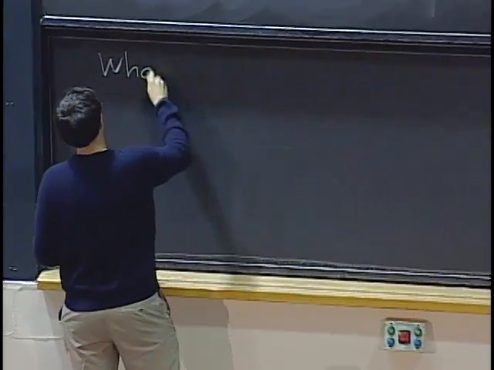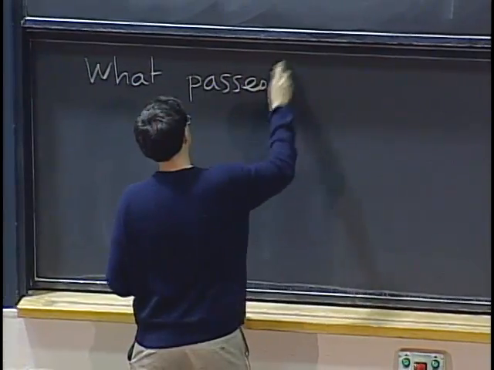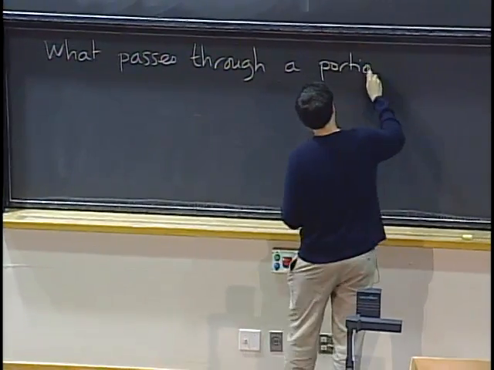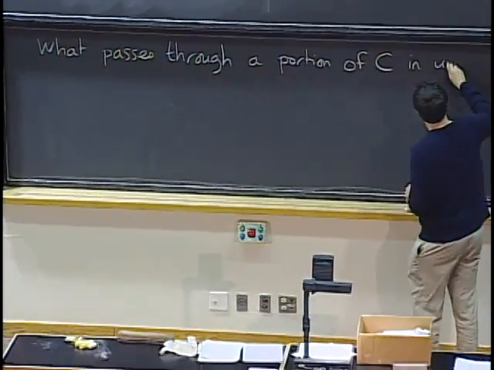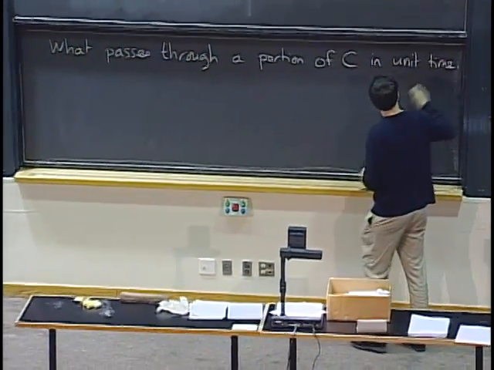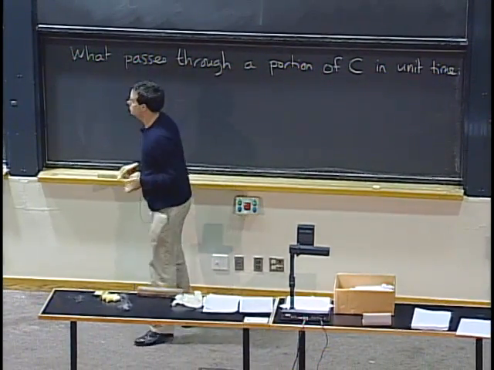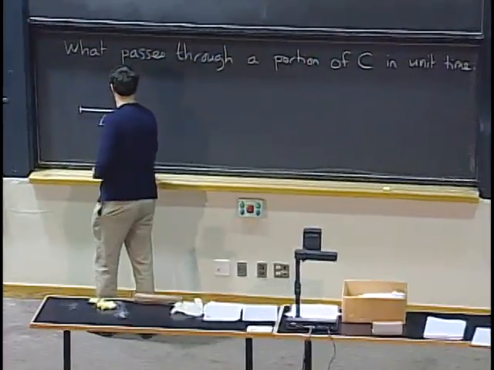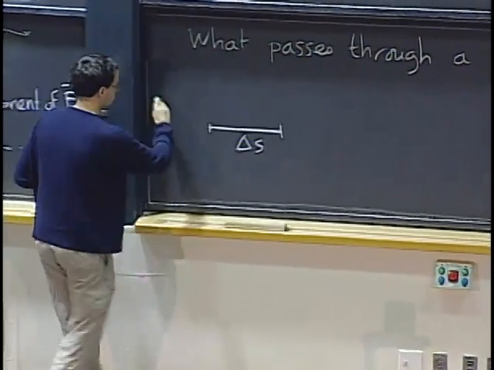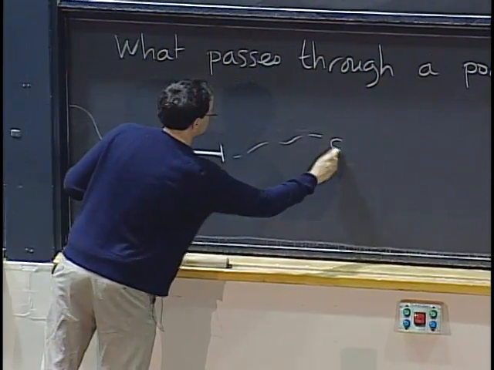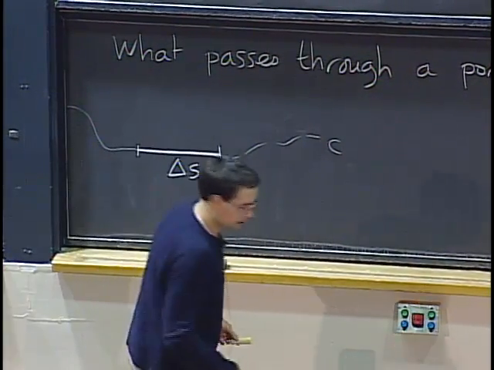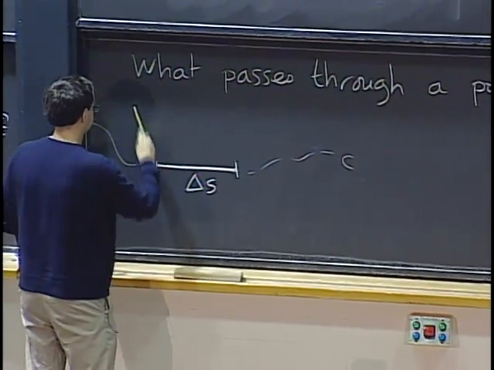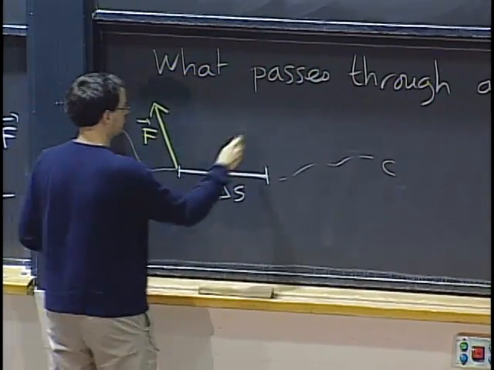So what passes through a portion of C in unit time is the contents of a parallelogram whose base is on C, so it has length delta S. Okay, that's a piece of C. And the other side is going to be given by my velocity vector F.